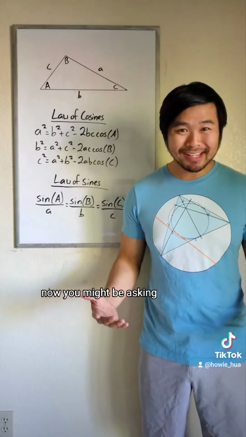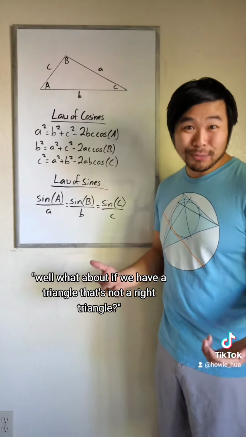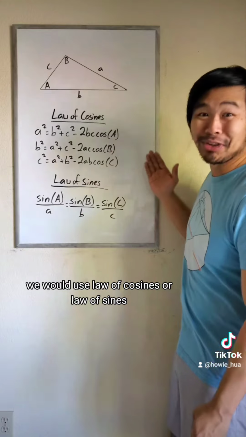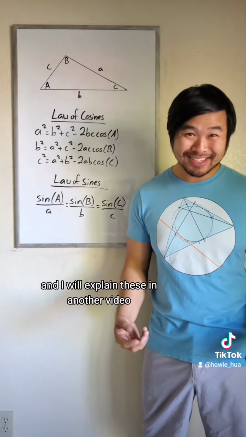Now you might be asking, what about if we have a triangle that's not a right triangle? And that is a great question. We would use law of cosines or law of sines, and I will explain these in another video.